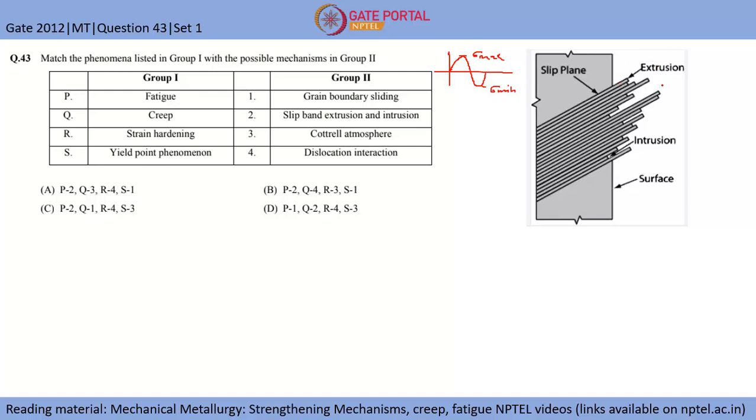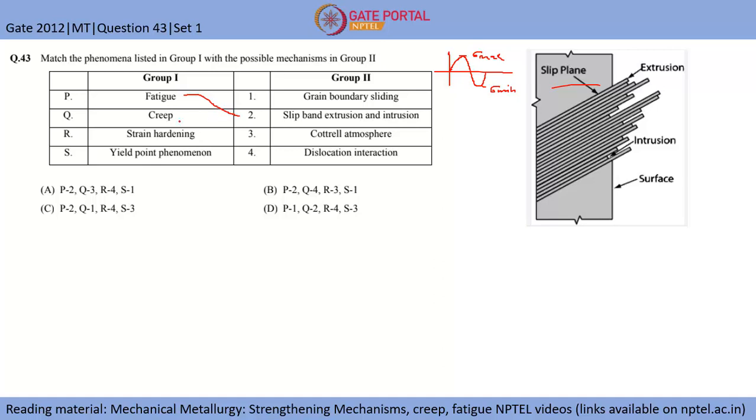So when sigma max is reached, it is extrusion, whereas when sigma mean is reached, it is intrusion. What happens on the surface is that you will observe some undulations, which are basically extrusion and intrusion, and finally the crack will initiate from the notch generated because of extrusion and intrusion. So the correct answer for P, fatigue, is slip band extrusion and intrusion.